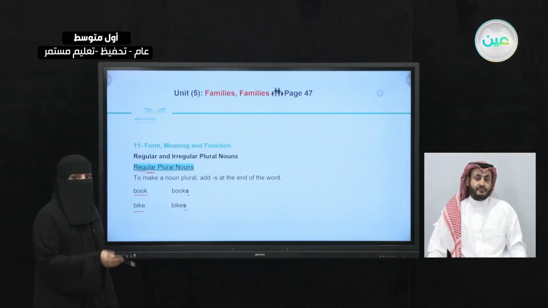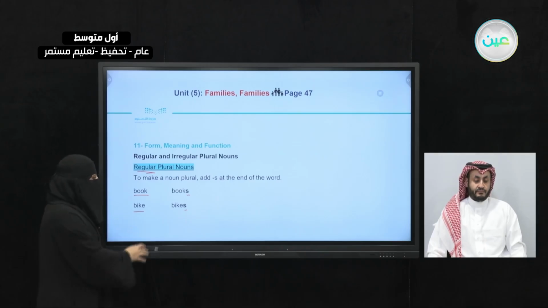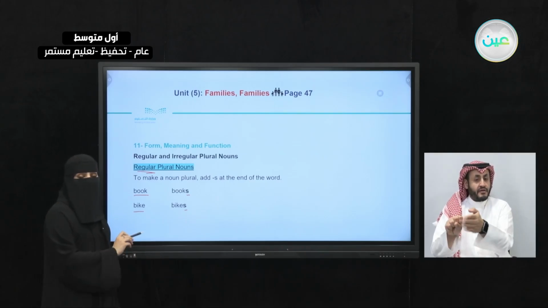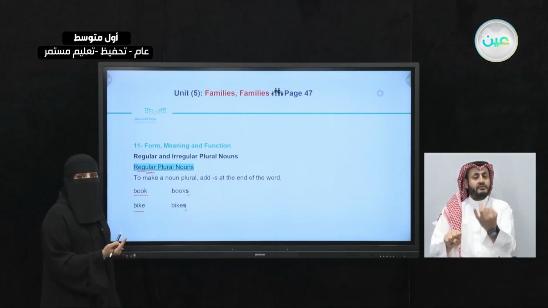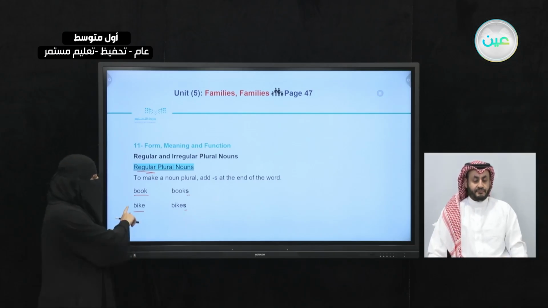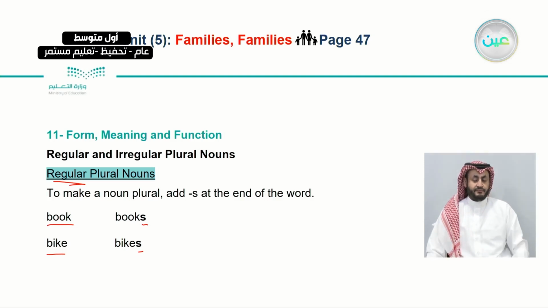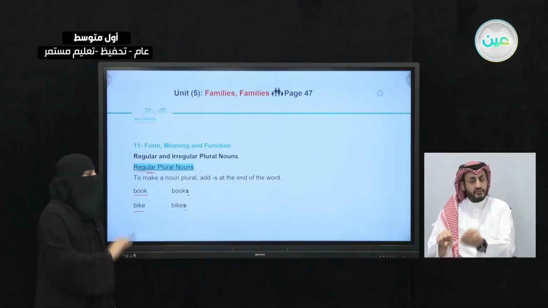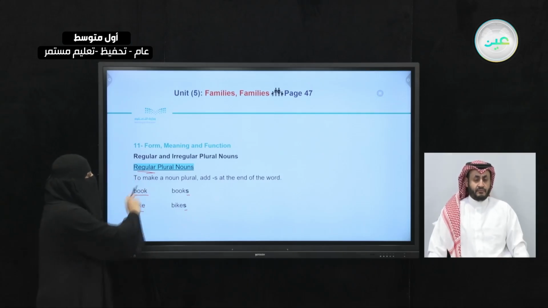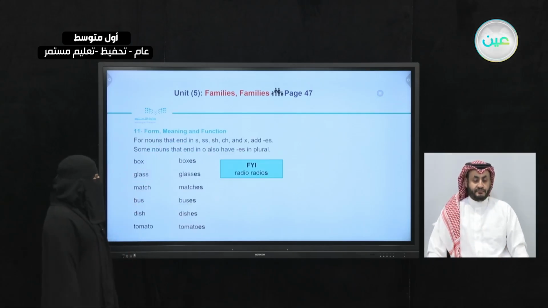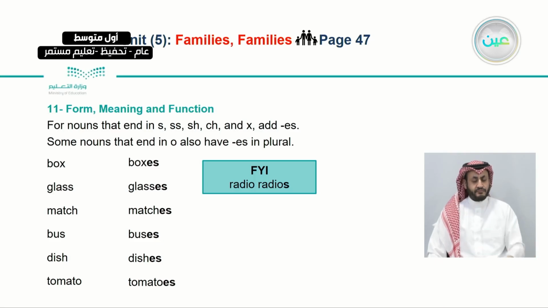Okay? I didn't change the form of the word. It's the same thing, except adding s in order to show it's more than 1 item. So this is only 1 book, 2 books or more. 1 bike, 2 bikes or more. So as simple as that. In regular plural nouns, we add an s. And that's it. Let's look at more examples.